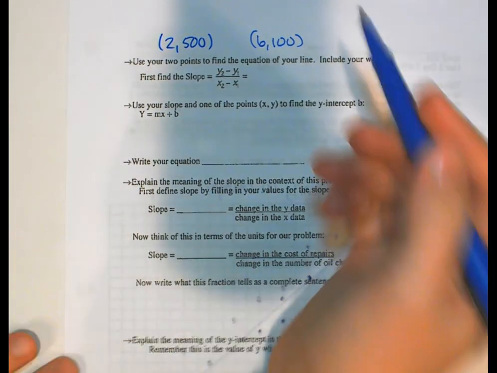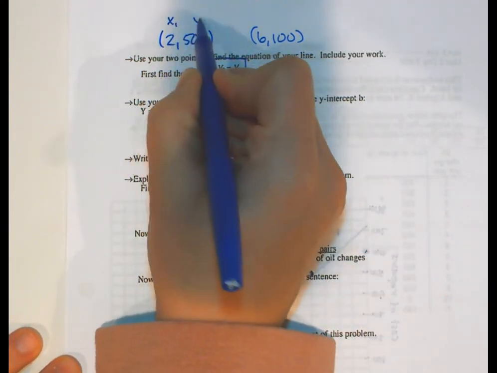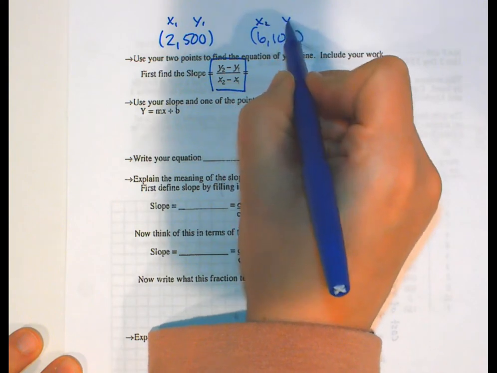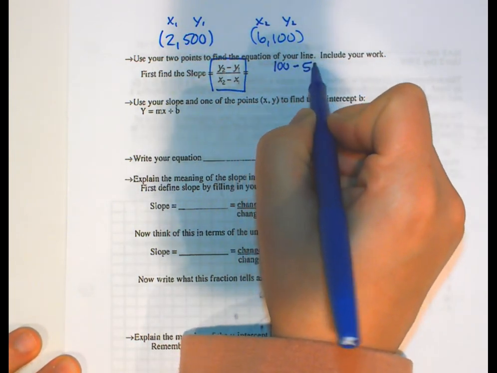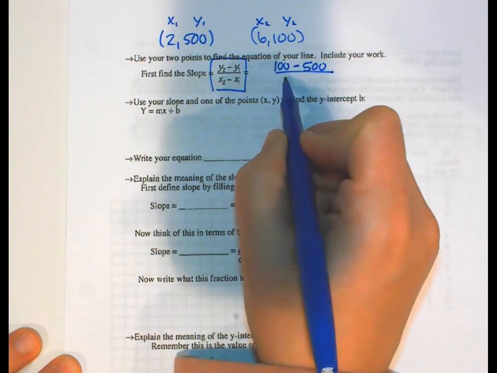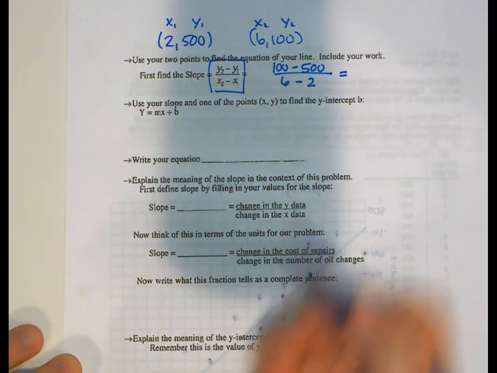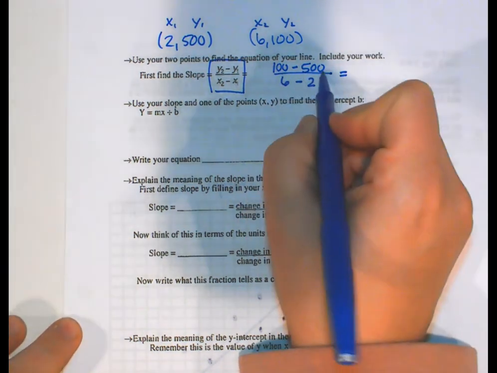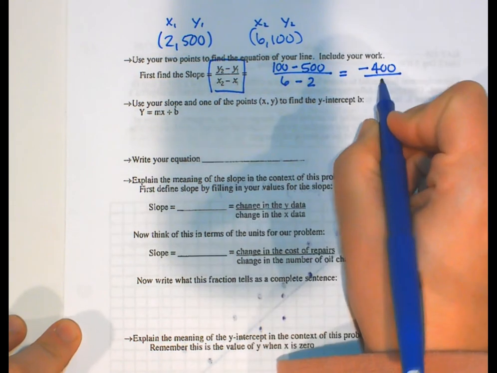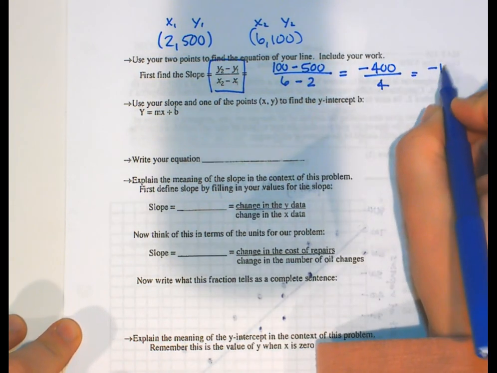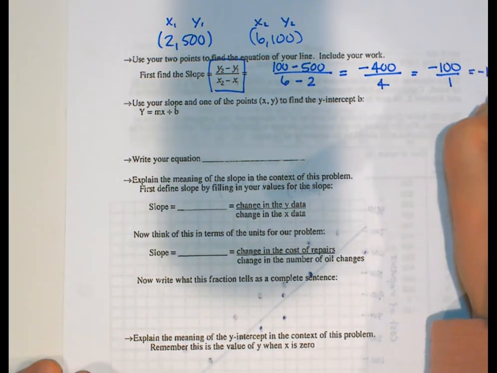So remember our equation for slope from Algebra 1. This is x1 and y1 and x2 and y2. I would do 100 minus 500 over 6 minus 2. So what I end up with here, negative 100 minus 500 gives me negative 400 divided by 4 would end up giving me negative 100 over 1, or just negative 100 when I simplified.